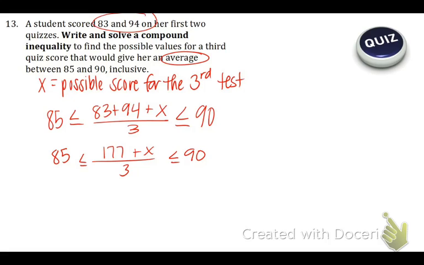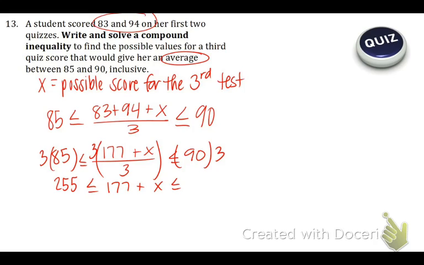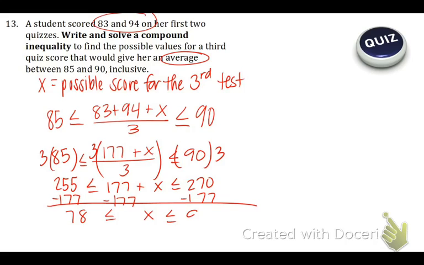So now we want to multiply all sides by 3 to get rid of the 3 in the bottom. So now we have 255 is less than or equal to 177 plus x is less than or equal to 270. Now we have a nice little one step, subtract 177 from all sides. We're almost done with this. And we get 78 is less than or equal to x, which is less than or equal to 93.